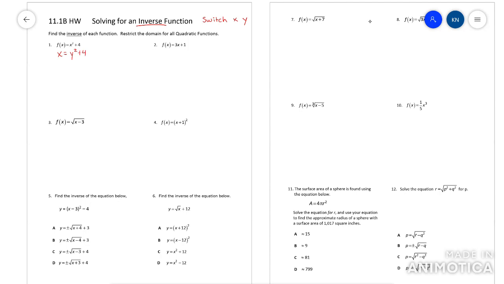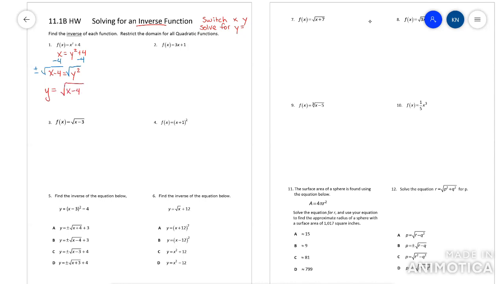Now the key to these is solve for y equals. You need to be solving for y equals. So what that means is you want to isolate this y here. Well, you have a plus 4. You have to get rid of that. So now you're looking at x minus 4 equals y squared, but that's still not isolated yet. You have to root it. When you root it, it's plus minus root x minus 4. But let me just go ahead and write it out.